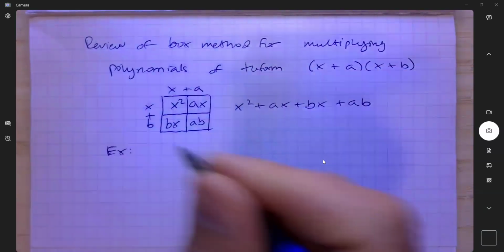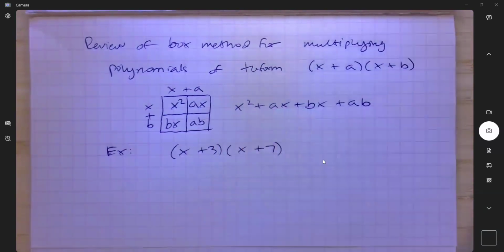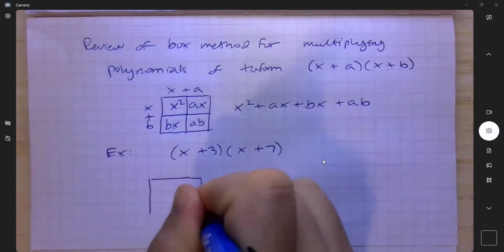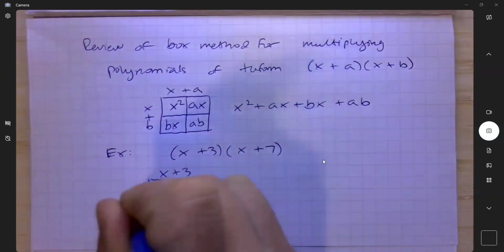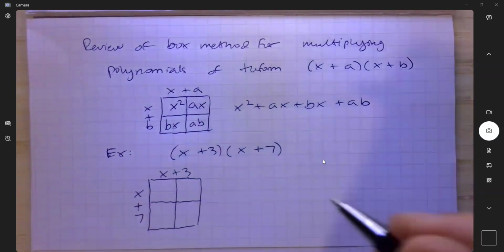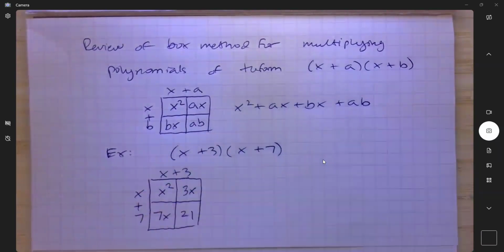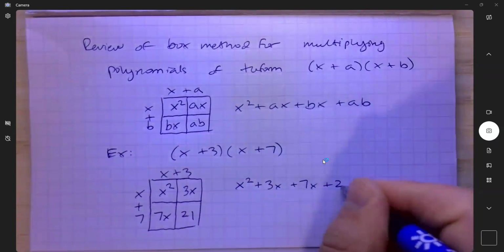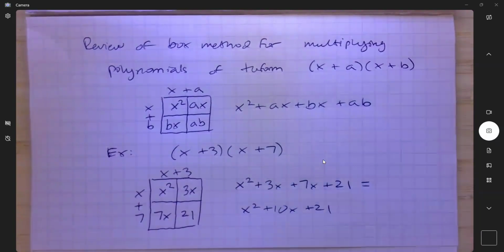Let me give you an example with numbers. Let's do x plus 3 times x plus 7. So I'll build my box. X plus 3 along the top and x plus 7 down the side. I get an x squared, a 3x, a 7x, and a 21. And when I add up everything, I have x squared plus 3x plus 7x plus 21, which equals x squared plus 10x plus 21.